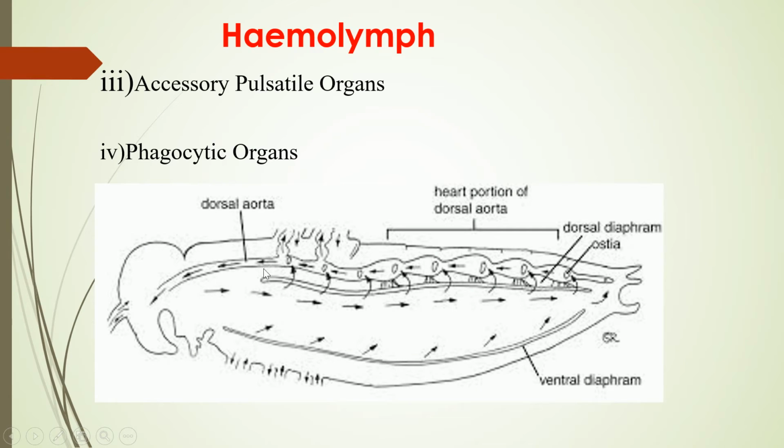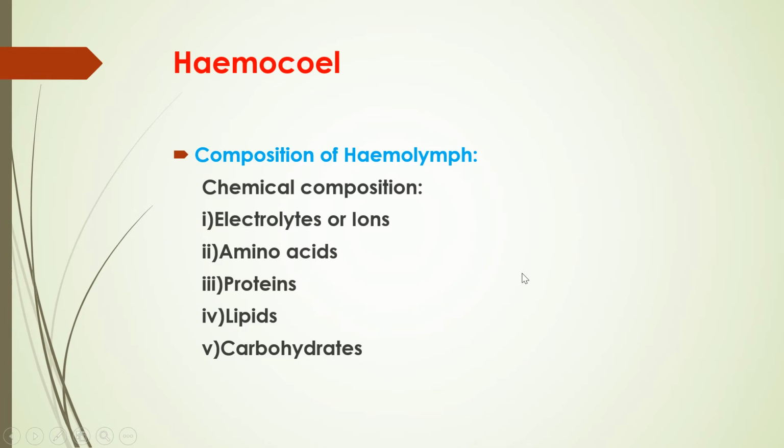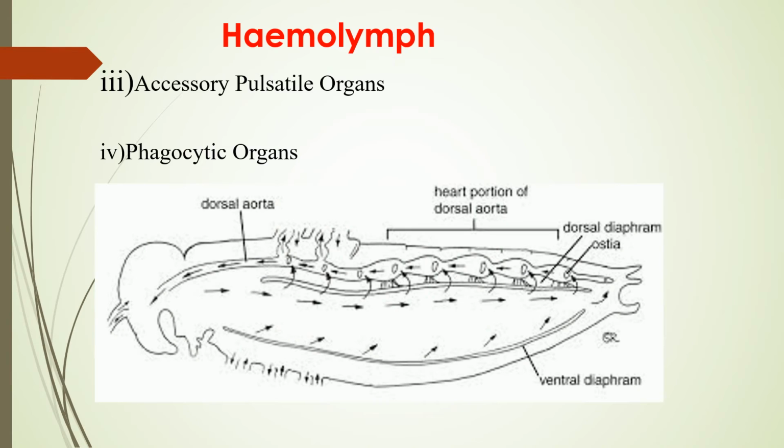This is about the flow of blood. The heart carries blood flow from posterior to anterior, and then it goes to the head region, and from anterior to posterior through the perivisceral sinus and pericardial sinus. Now this is about the parts shown in the figure, that is the components of the circulatory system.